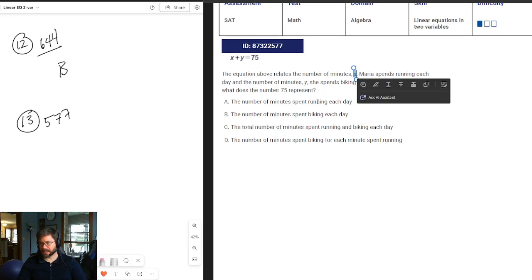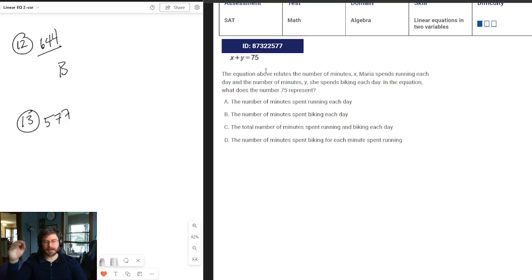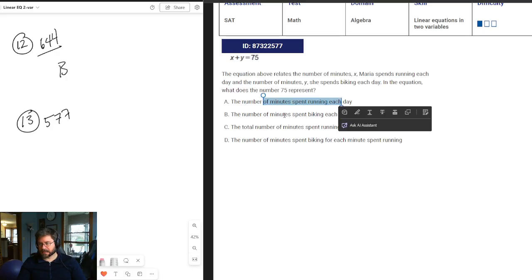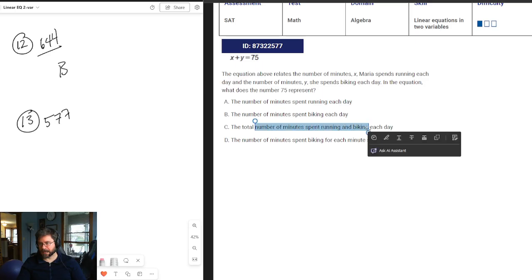It's the number of minutes x that she spent running, minutes y that she spent biking. So this is running minutes, biking minutes. What does 75 represent? Well, if I'm adding the number of minutes for running plus the number of minutes for biking, it must be the total number of minutes that this person spent exercising. So not spent running, that's x, not biking, that's y. Total number of minutes spent running and biking, so that is C.